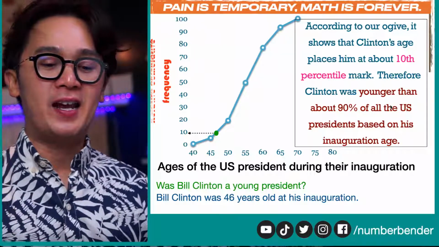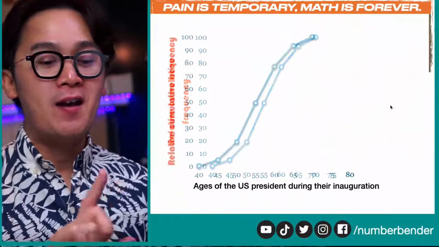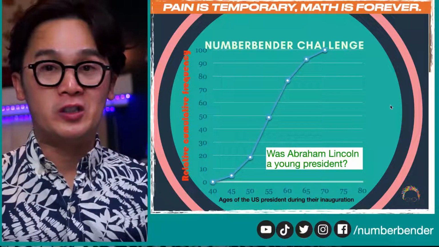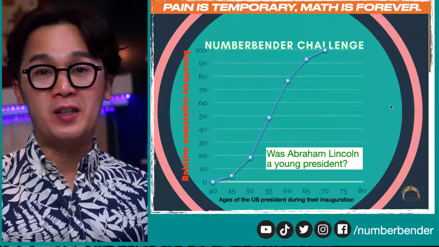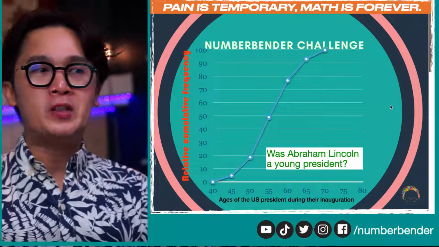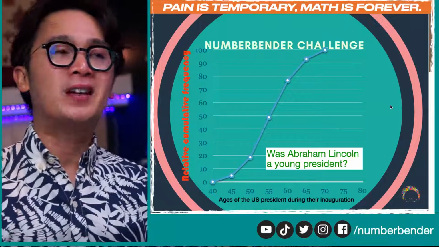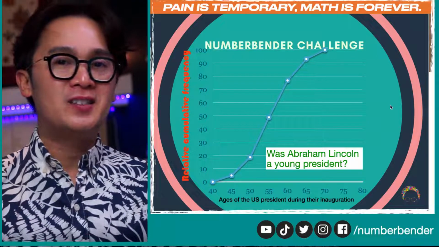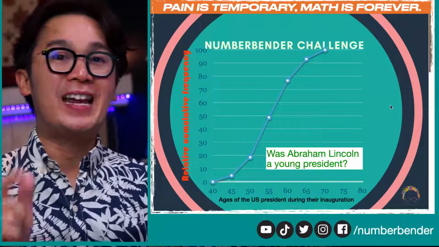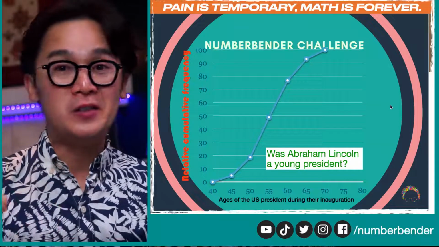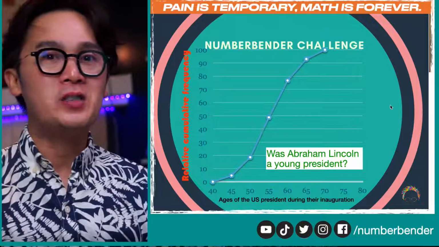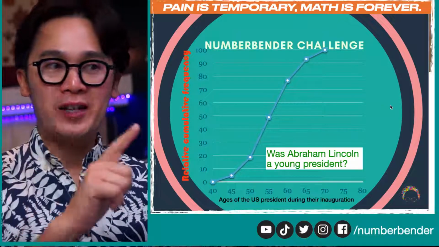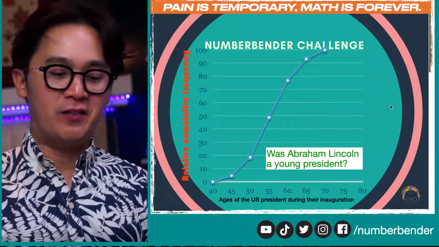So your Numberbender challenge of the day, of course, you're going to be using this ogive, which is from the US presidents' FDTs, and you're going to tell me if Abraham Lincoln was a young president relative to all the US presidents in our dataset. So what you need to do is to go back, use the ogive, and approximate Abraham Lincoln's percentile so you can answer our Numberbender challenge of the day.